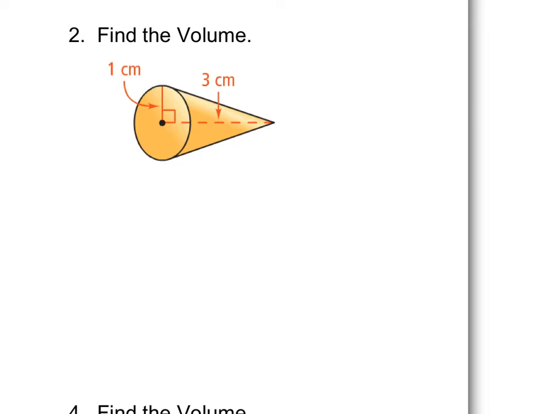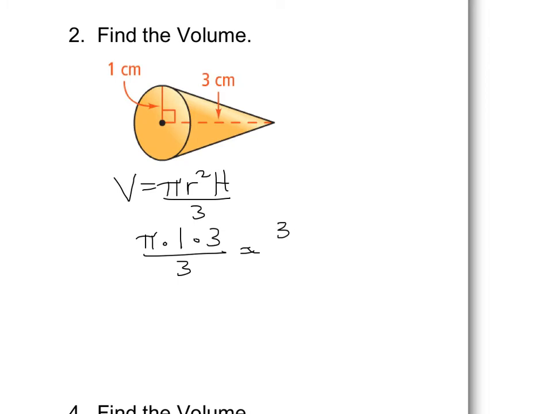All right, now that you've hit pause, let's take a look at this cone. The volume of the cone is pi r squared h divided by 3. So we've got pi times the radius squared, which is 1. 1 squared is 1, times the height, which is 3, divided by 3. So essentially, this is 3 pi divided by 3. Well, my 3s are going to cancel, and it's really just pi, which is 3.1 if you round it to the nearest tenth, in this case centimeters cubed.